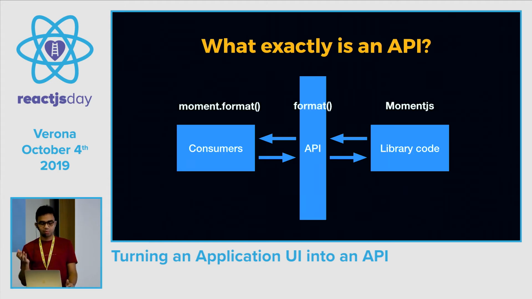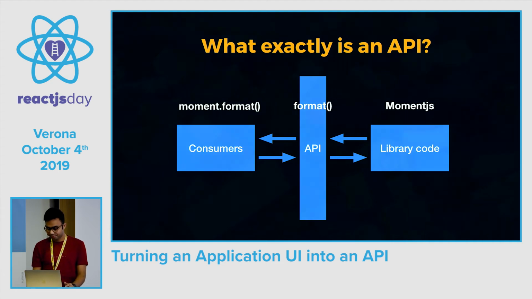To give an example, Moment.js. How many of you have used Moment.js? For people who don't know, it's a library which is used to format dates. We all used it, and we all stopped using it because it was heavy on the client side. So dot format is an API which helps you format the date string which you pass to it. We don't know what Moment.js does with it, but all we know is what format does. So that's the API in a nutshell.